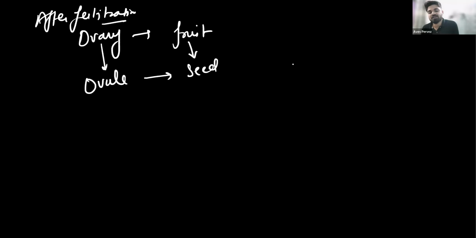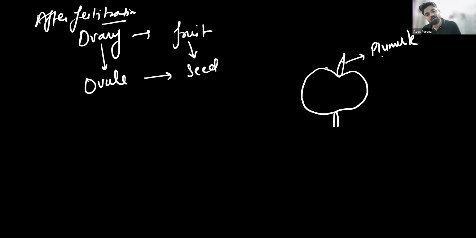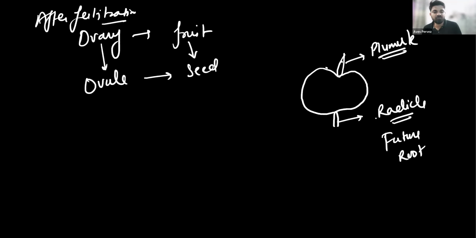Okay, and note this one also. When we bury the seed into the soil, it breaks like this, and it gives rise to a structure that is called plumule, and this is called radical, and this is called future root. R for radical, R for root. Plumule is called future shoot.